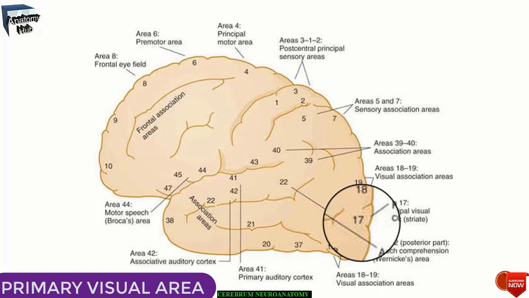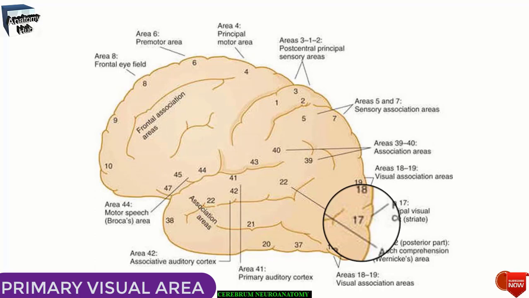It is also important to note that the impulses from the superior retinal quadrant, that is the inferior field of vision, pass to the superior wall of the calcarine sulcus, while the inferior retinal quadrants, that is the superior field of vision, pass to the inferior wall of the calcarine sulcus.